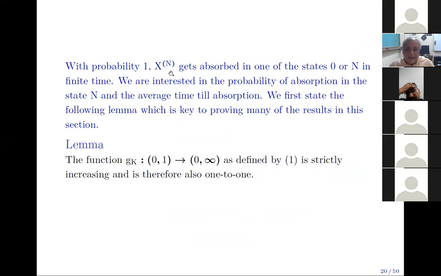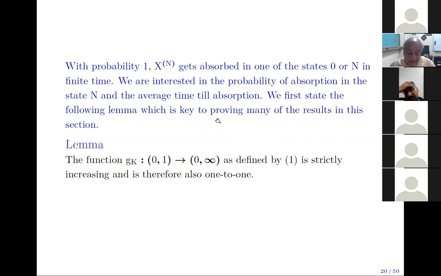So which we call gk of x, because it depends on k and the parameter x of the binomial. So in this case also, with probability 1, Xn gets absorbed in one of the two states, 0 or N, in finite time. And we are interested in the probability of absorption in the state N. That means state N means all N people have opinion 1, and the average time it takes for absorption.